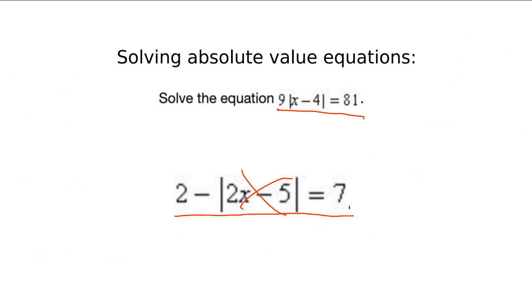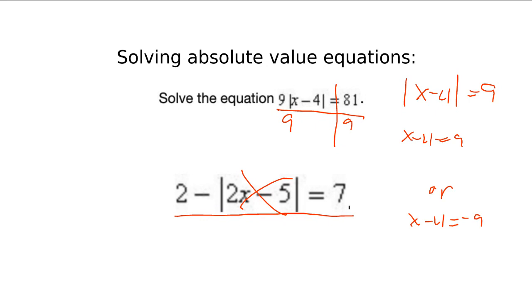All right, so what is my first step going to be there? I have 9 times the absolute value of x minus 4 equals 81. What will my first step be? Divide by 9. Absolutely. I'm going to divide by 9 on both sides. So then I'm left with the absolute value of x minus 4 is equal to 9. Absolute value is isolated. So now I make 2 equations. X minus 4 is equal to 9, or x minus 4 is equal to -9.